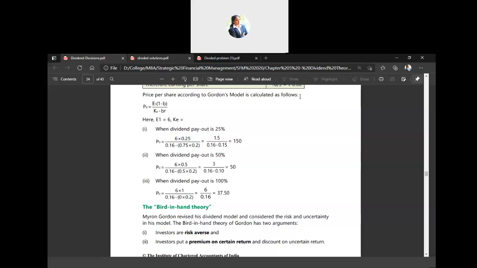Now, this particular thing regarding the bird in the hand theory started to be considered after Gordon revised his model, and in his revised model he considered risk and uncertainty. So Myron Gordon revised his dividend model and considered the risk and uncertainty in his model. Now, this particular theory is based on two arguments.